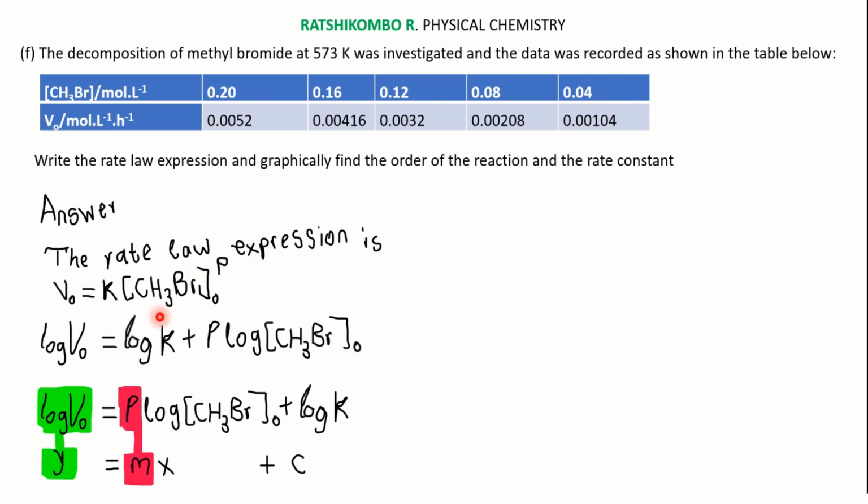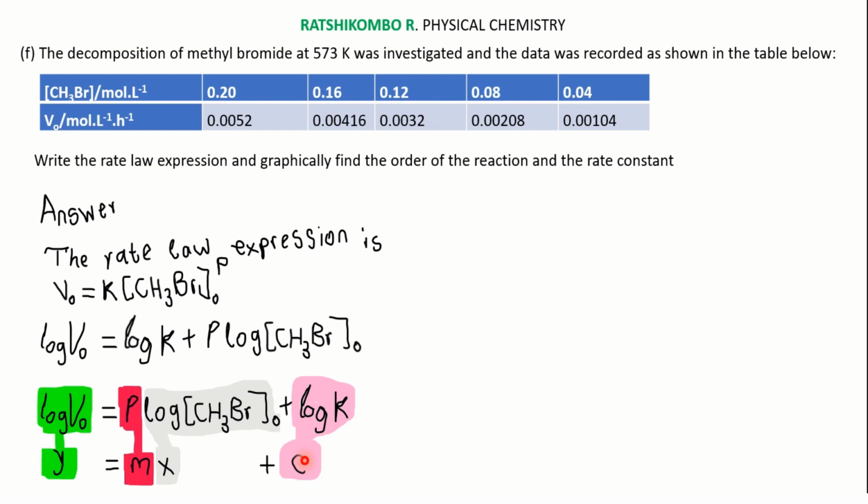So this simply means that the order of the reaction will be found after you calculate the gradient. In other words, the gradient, or the slope, will be the order of this reaction. And then on the x-axis, we are going to write this part here, log of the concentration of CH3Br. So that will be our x-axis. And then the intercept will be this part here, log k will be our intercept.